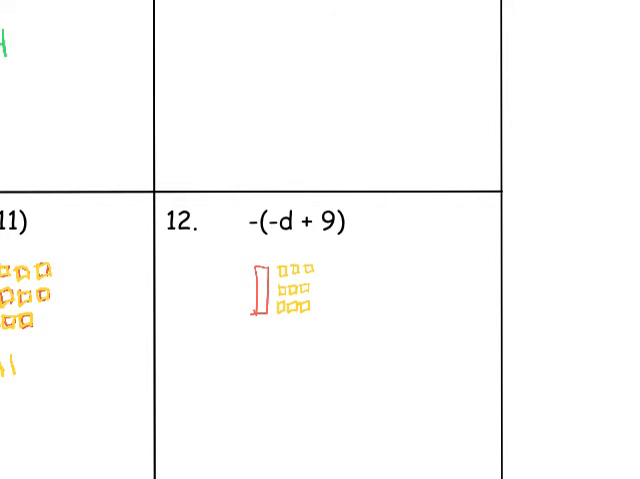And we had to distribute a negative sign. So you turn it positive, negative goes to positive, positive goes to negative. So the answer is 1d minus 9. Negative times negative is positive, so that's where you get your positive 1d. And negative times positive 9 is negative 9.